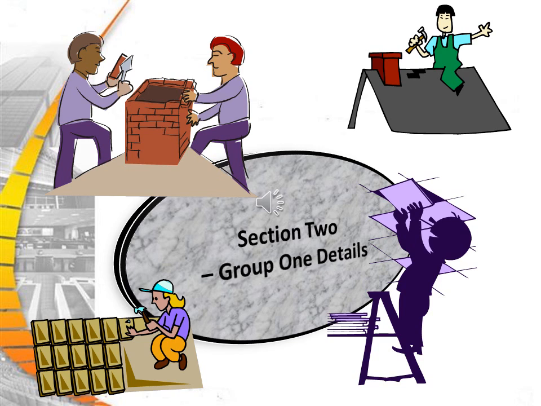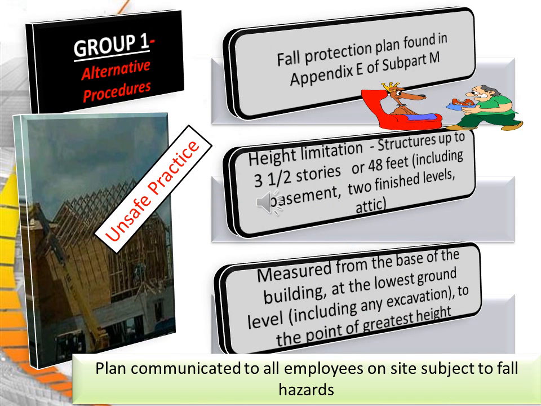Section 2, Group 1 Details. Fall Protection Plan found in Appendix E of Subpart M. The height limitations: structures up to 3.5 stories or 48 feet, including the basement and 2 finished levels, or an attic. They are measured from the base of the building at the lowest ground level, including any excavation, to the point of greatest height. The plan must be communicated to all employees on site, subject to all fall hazards.